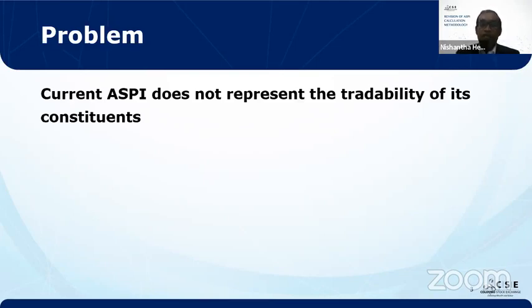That means only 0.5% or 1% of the issued quantity would be available for trading purposes. However, irrespective of the public holding, the current calculation considers 100% of the issued quantity as tradable. So the current ASPI doesn't represent the tradability of the index constituents.